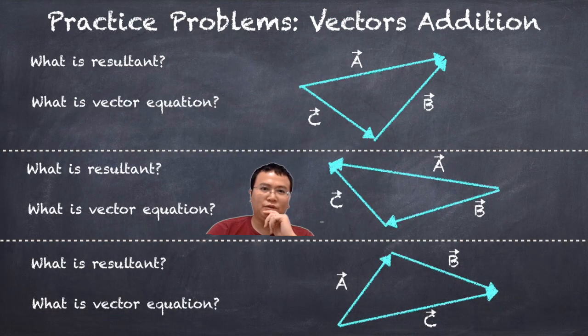In this video, you will practice a few problems that have to do with vector additions. What I want you to do is look at all these figures right here, and first find what is the resultant. Is it vector A the resultant, vector B the resultant, or vector C? You have to pick one, and also you need to write a vector equation for that. So pause the video, and try it yourself before you continue watching.